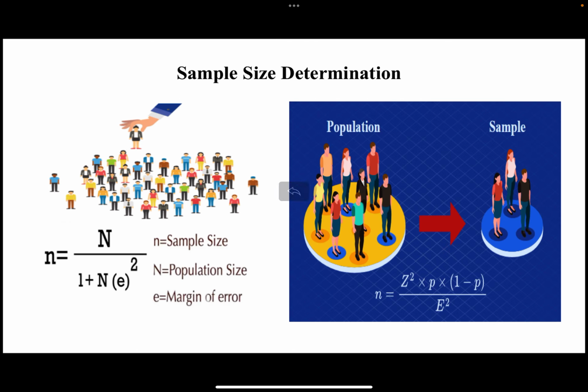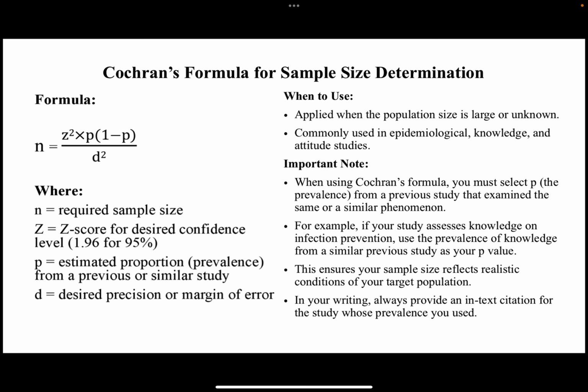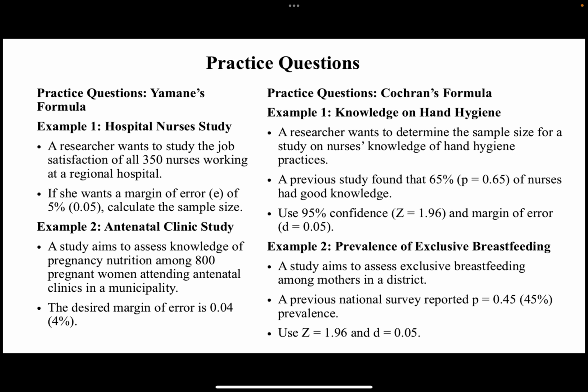Okay, so let's look at an example of how we can use the Cochran's formula. Look at this example: a researcher wants to determine the sample size for a study on nurses' knowledge on hand hygiene. Now, what are we going to do? For a study like this, on nurses' knowledge on hand hygiene, we're going to look for another research that has been done either in Ghana or in a different country.